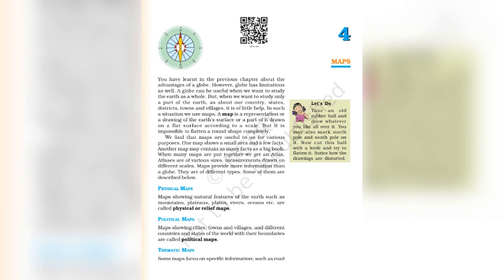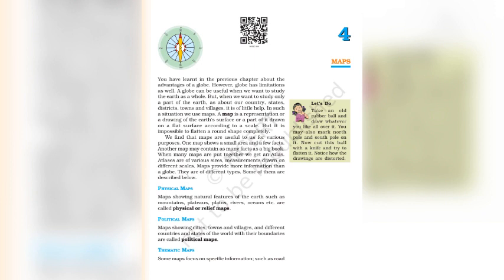A map is a representation or a drawing of the Earth's surface or a part of it drawn on a flat surface according to a scale. But it is impossible to flatten a round shape completely. We find that maps are useful to us for various purposes. One map shows a small area and a few facts. Another map may contain as many facts as a big book. When many maps are put together, we get an atlas. Atlases are of various sizes, drawn on different scales.